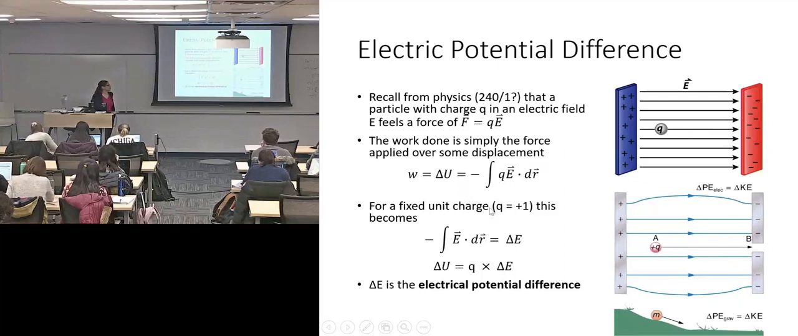For a fixed unit charge Q plus 1, this term here is our difference in potential in our field. And so this whole term, we can then just have difference in internal energy is equal to Q, our charge now, times our electric potential difference. And this was sort of the electric potential energy of moving the charge in the field, equivalent to the change in gravitational potential energy if you think of a mass moving.